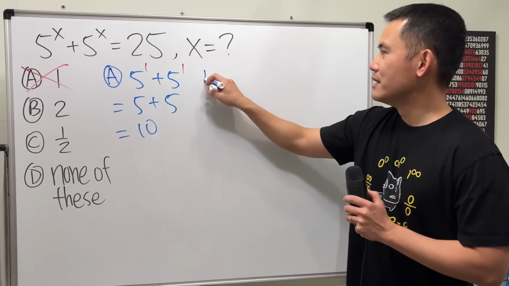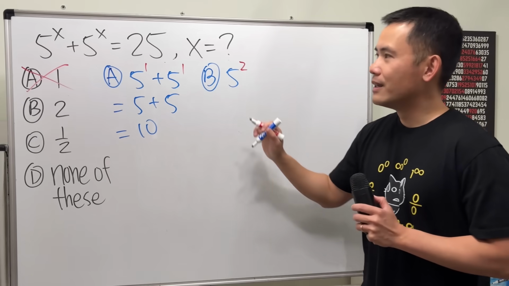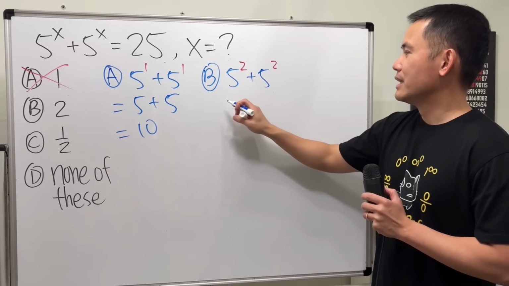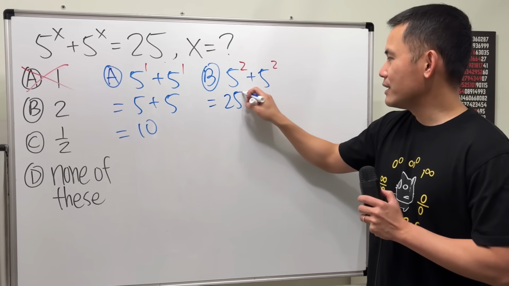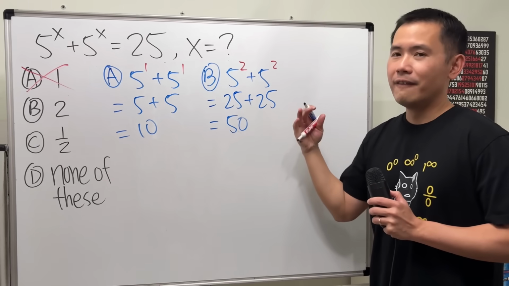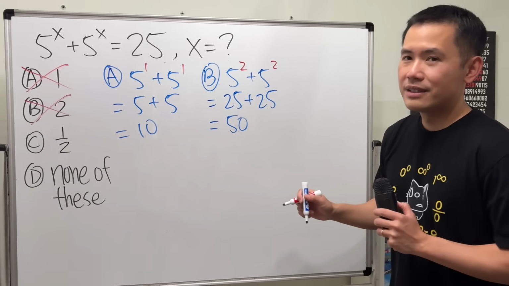Continue with B. It looks promising, huh? Because we have 5 to the second power. However, we have another one, so that's plus 5 to the second power. This is 25 already, and then here we have another 25. Together, we get 50. That's not it, so also not the answer.